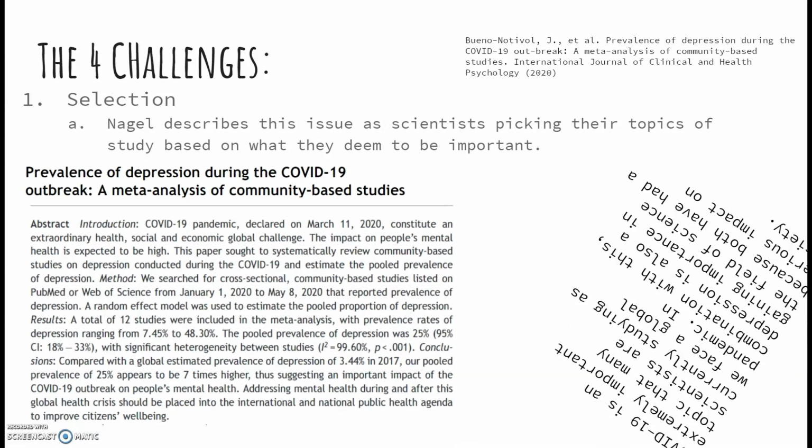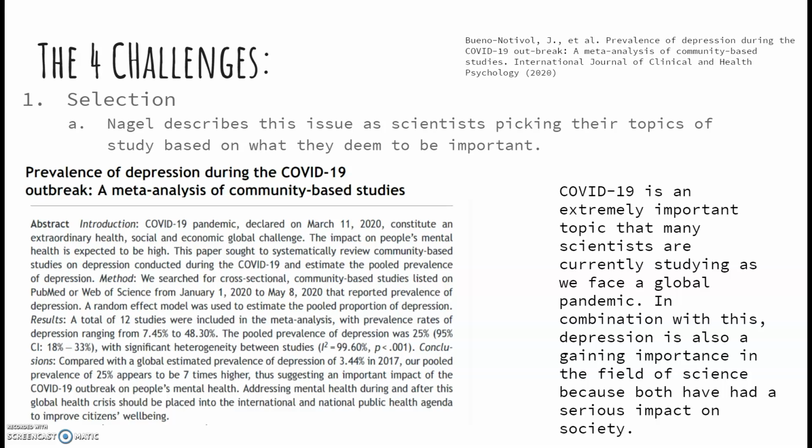The first type of challenge described in Nagel's article, called the value-oriented biases of social inquiry, is called selection. Selection can be described as scientists picking their topics of study based on what they deem to be socially important. This idea can be applied to an article called Prevalence of Depression During the COVID-19 Outbreak, a meta-analysis of community-based studies. Scientists chose to combine two very prevalent topics in today's society and then studied them. Nagel states that scientists focusing on topics important to them should not cause a significant loss in objectivity.